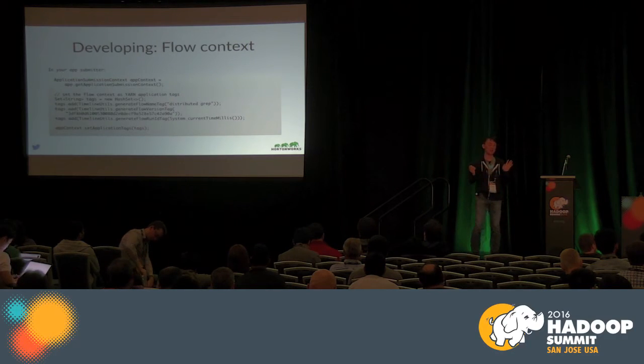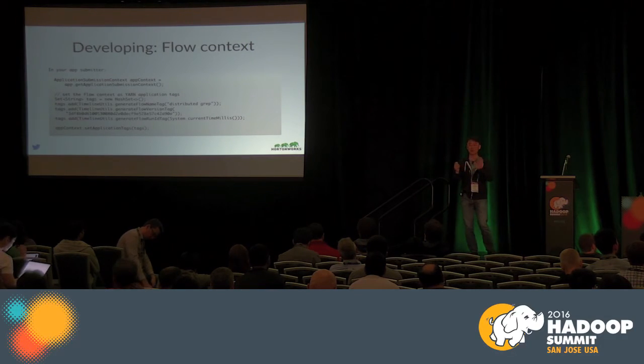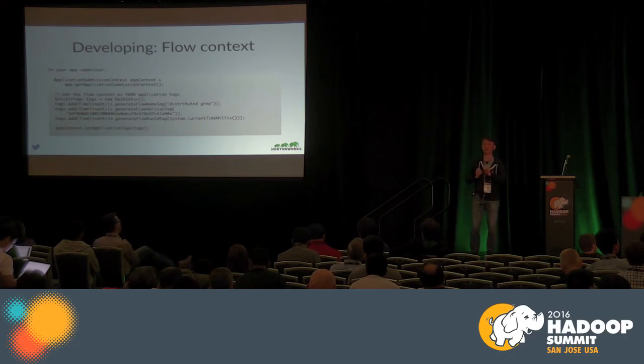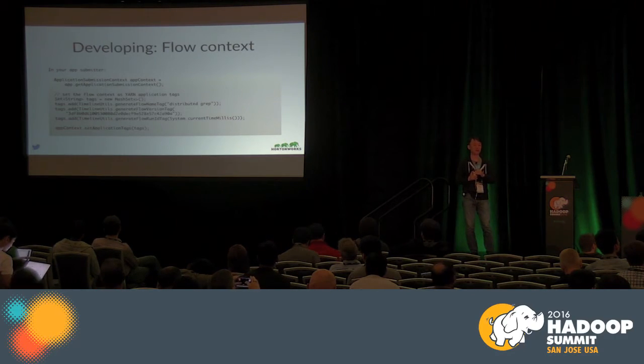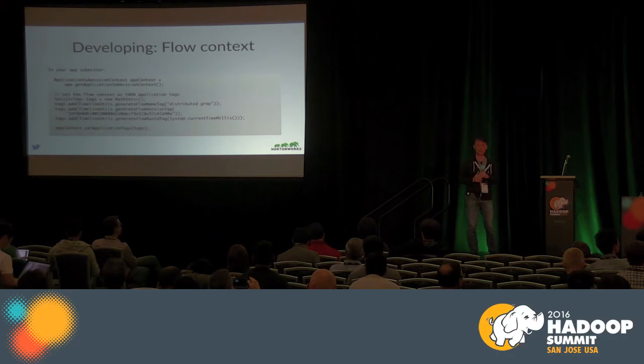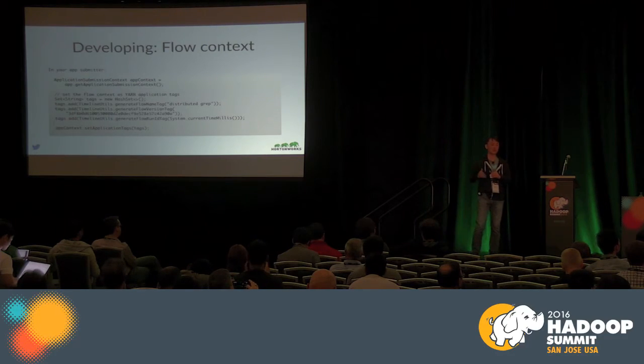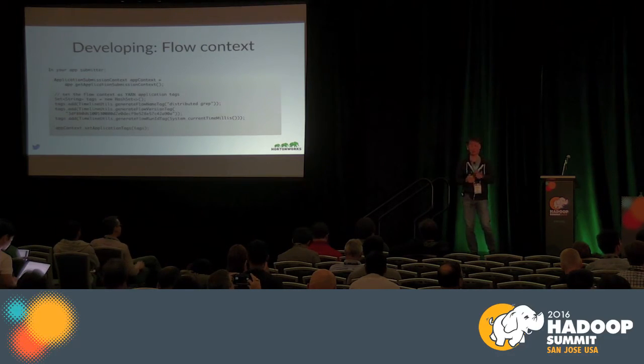But that's not the end of the story. I told you about the flows, and flows is really this awesome thing. You want to be able to take advantage of the flow. Now, how do you do this? It's also pretty simple. All you need to do is provide the flow information in the form of the Yarn application tags. Until we have the explicit flow API in Yarn itself, this is the mechanism that we're using.